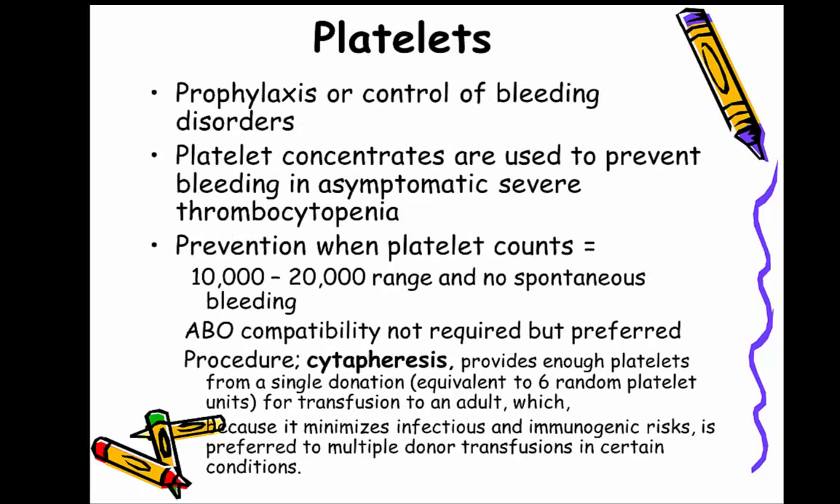Platelets, people can get platelets. Generally there are multiple donors to create a unit of platelets. We give this for bleeding disorders. They can be used to prevent bleeding in patients who have severe thrombocytopenia. ABO compatibility is not required, but it is preferred.